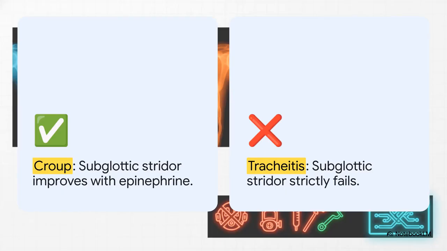Let's drill down on this one more time. Both of these present with subglottic stridor. They look so similar initially. The entire diagnostic divergence is based solely on their clinical response to aerosolized epinephrine. Croup improves rapidly, bacterial tracheitis shows absolutely zero response. Keep this front of mind, always.